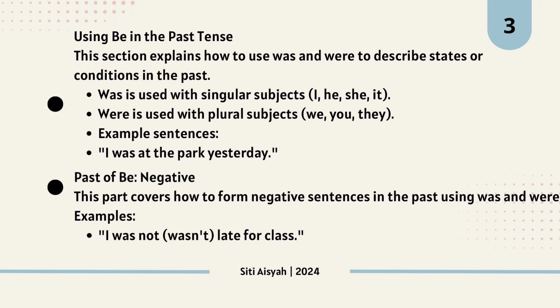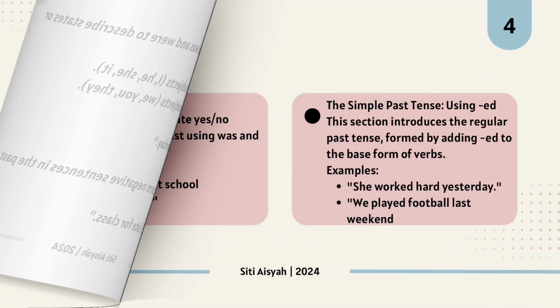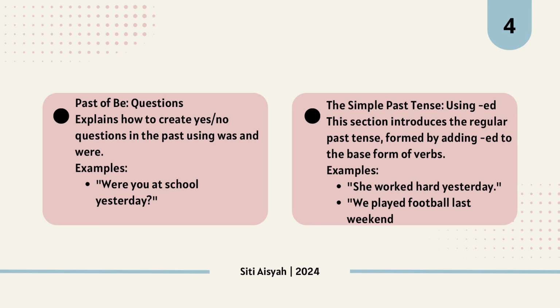Okay, first, using be in the past tense. This section explains how to use was and were to describe states or conditions in the past. For example, I was at the park yesterday. Next, past of be, negative. This part covers how to form negative sentences in the past using was and were. Examples, I was not, or I wasn't late for class. Past of be, questions. Explains how to create yes or no questions in the past using was and were. Example, were you at school yesterday?